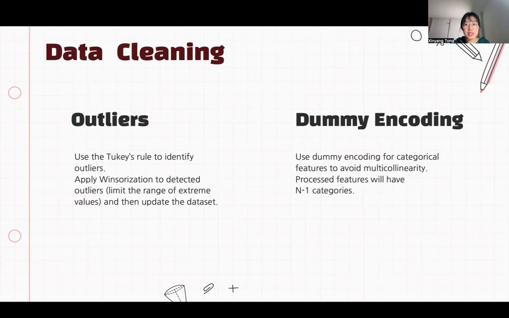We use this method to encode categorical features to avoid multicollinearity, and after the processing, these features will only have n-1 categories.